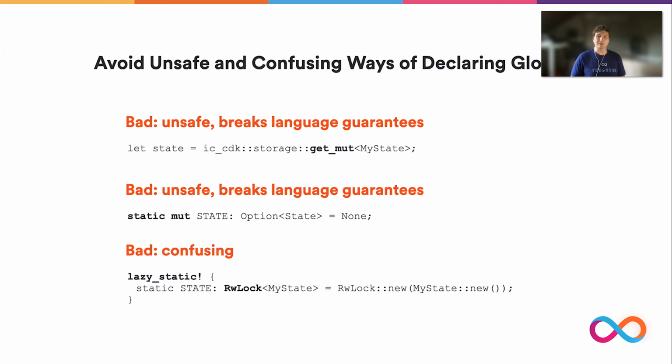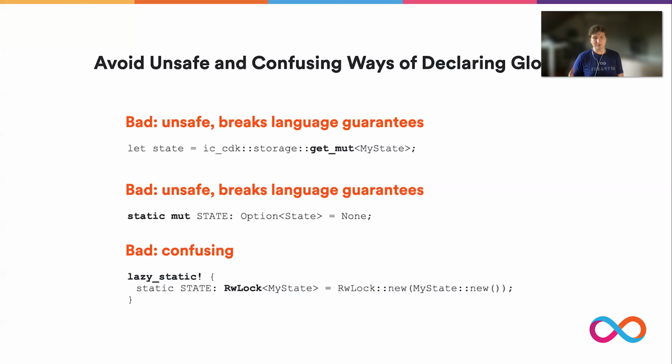So another example is actually safe, but I find it very confusing. What you could do is use the lazy static macro from the package called lazy static, and you can use a read-write lock from the standard library. This effectively gives you a global variable. And the main issue with that is that depending on whether you compile to native code or to WASM, or WebAssembly, the semantics of your program will be different.